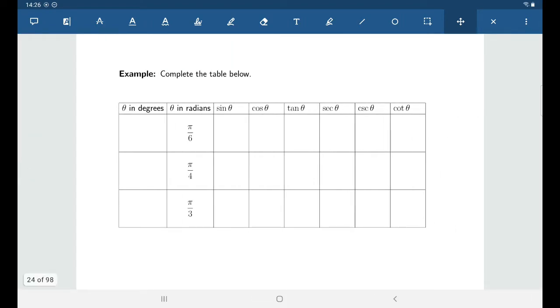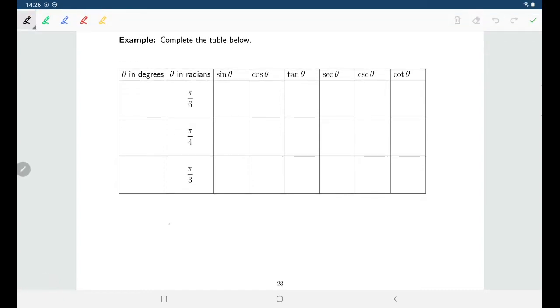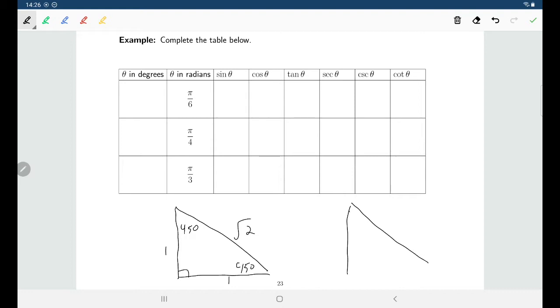Okay, so we're going to complete the table below. And I'm going to first, before I do anything, write in my two special triangles, just so that I have them handy and ready to go. So I've got my 45, 45, 90 triangle whose side lengths are 1, 1, and root 2. And then I've also got my 30, 60, 90 triangle, whose side lengths are 1, root 3, and 2.